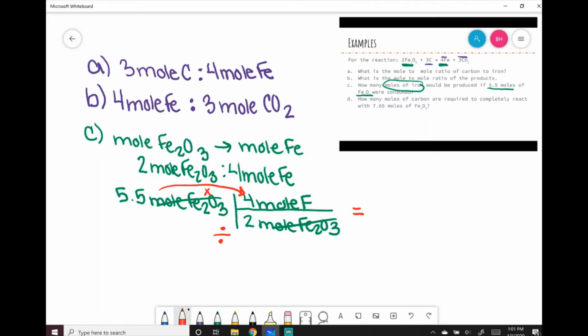Oops, I'm on my wrong page. What I end up getting for that problem is 11 moles of iron.